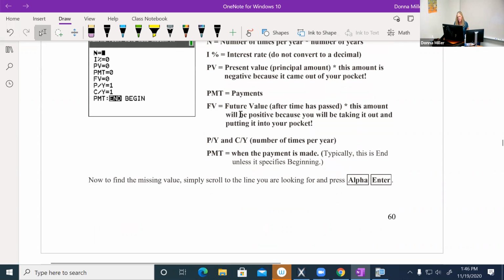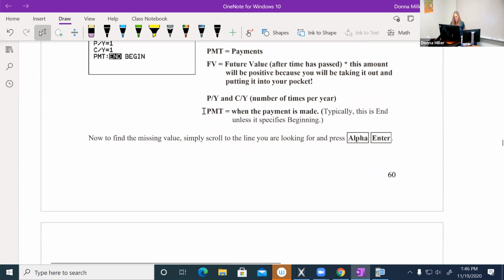Future value is the ending value of the account. Technically, if I'm doing a savings account, it's coming out of the bank into my pocket, so that's positive. And sometimes if you're paying off a loan, the future value is 0.